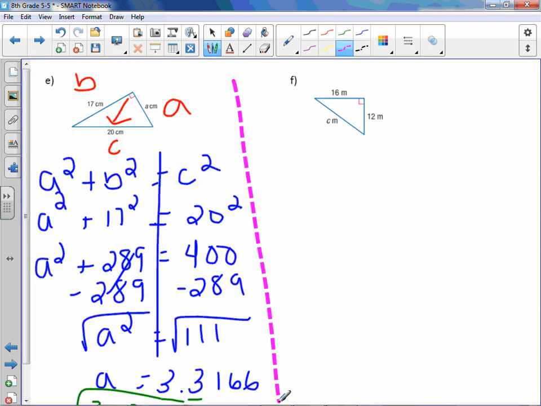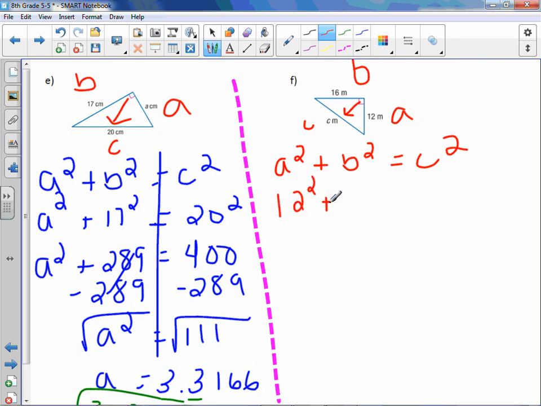Letter F. Across from the right angle is the hypotenuse, or C, and then we have A and B. A squared plus B squared equals C squared. A is 12, B is 16, and C is the unknown.